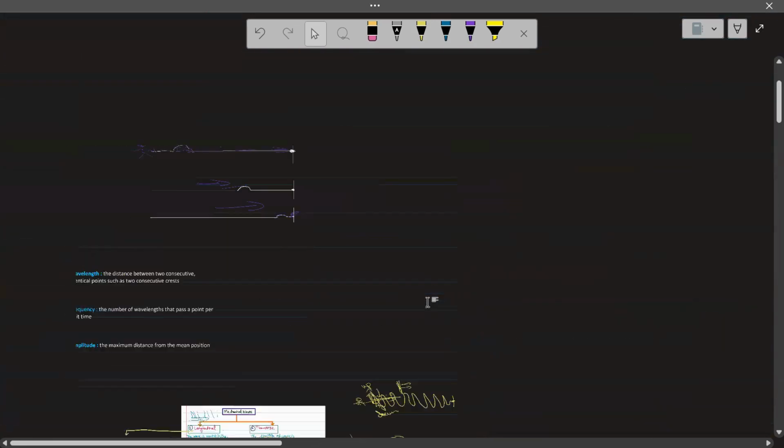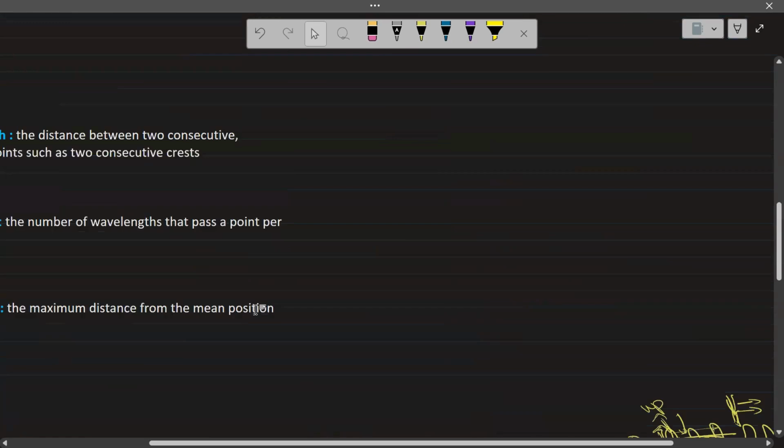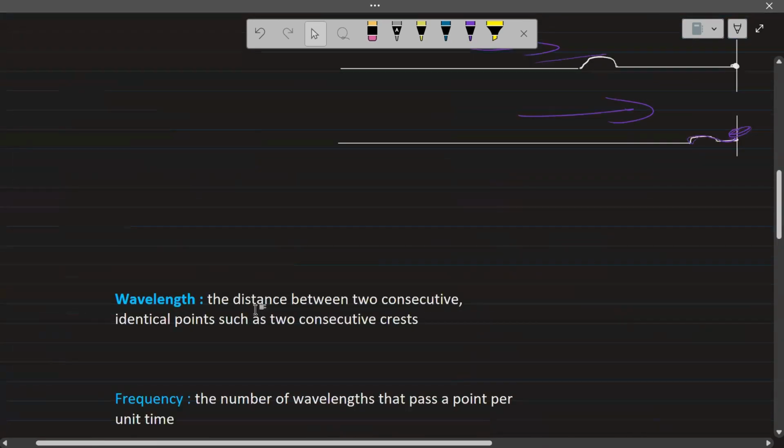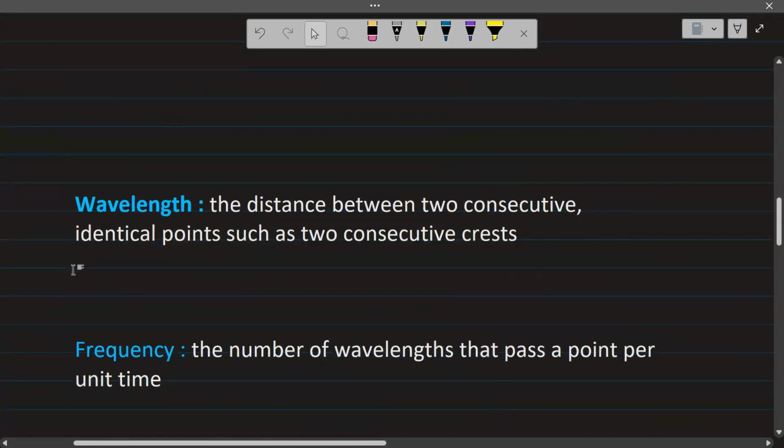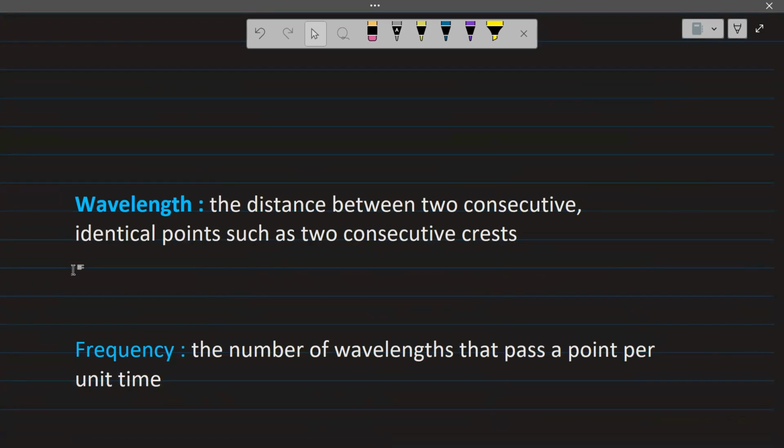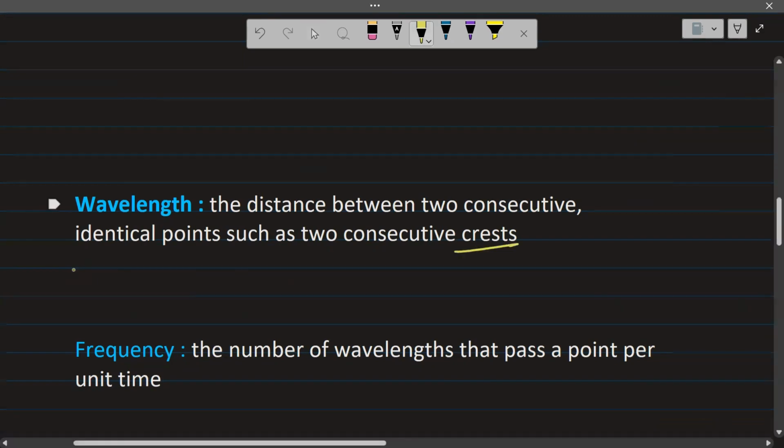Now let's move to some definitions. What is a wavelength? You know what a wavelength is? Basically, a wavelength is the distance between two consecutive identical points, such as two consecutive crests. What is a crest, by the way, where the word crest is used? Let me first tell you the meaning of crest.